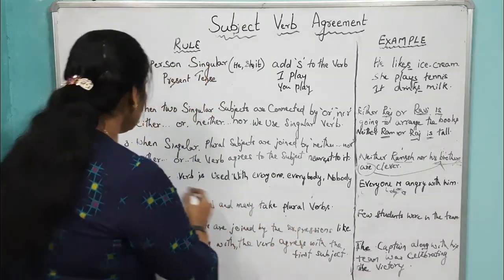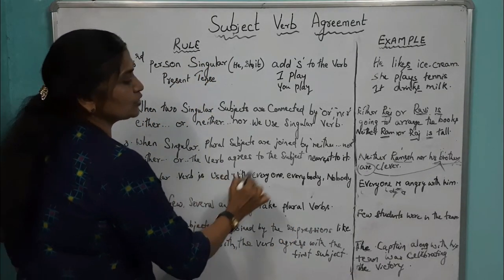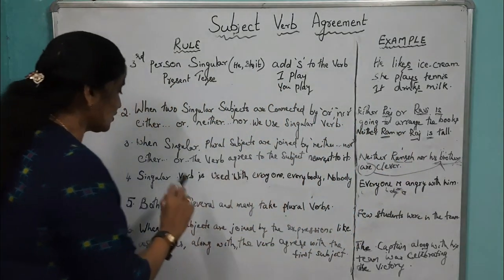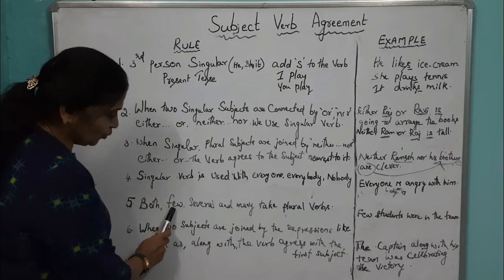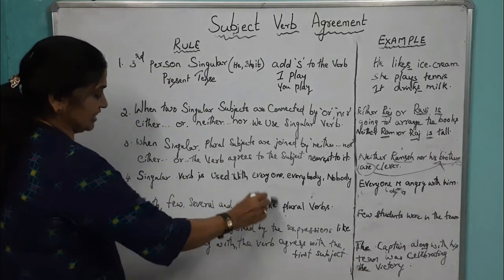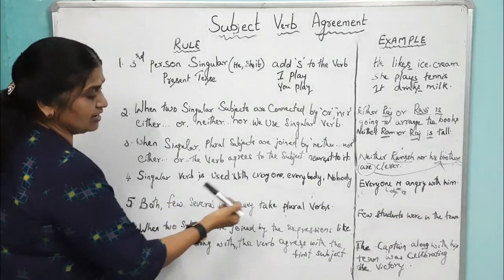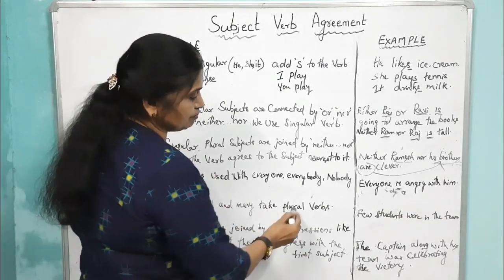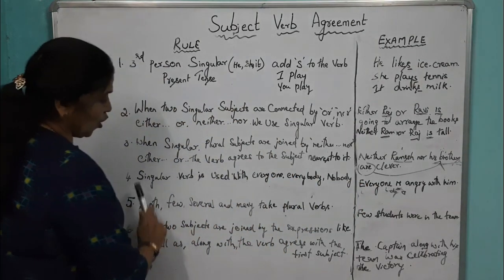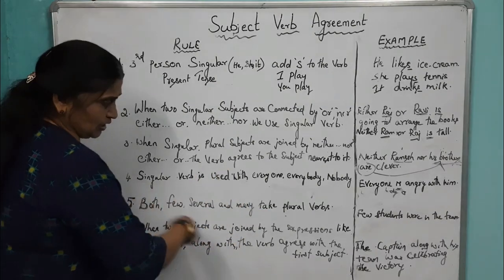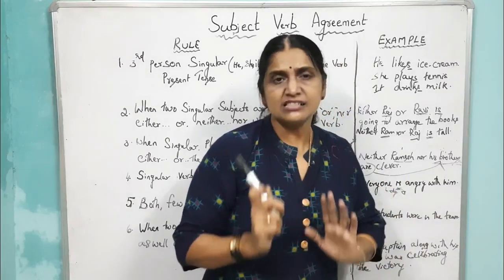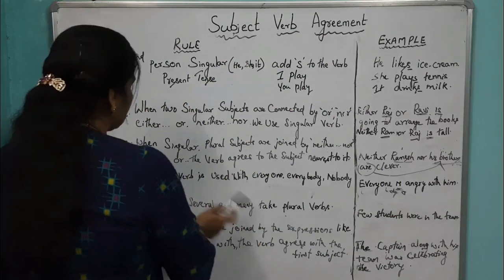You understood? So, the fourth rule is: singular verb is used with everyone, everybody, nobody. Okay. Now, let's go to the fifth one. Both, few, several and many take plural verbs. So, if you have a sentence starting with both, few, several or many, then what do you have to write? Plural. Here, everyone, everybody, singular. But both, few, several, for these words, plural verbs only should come. Then only the verb will agree with the subject. Now let's take an example.